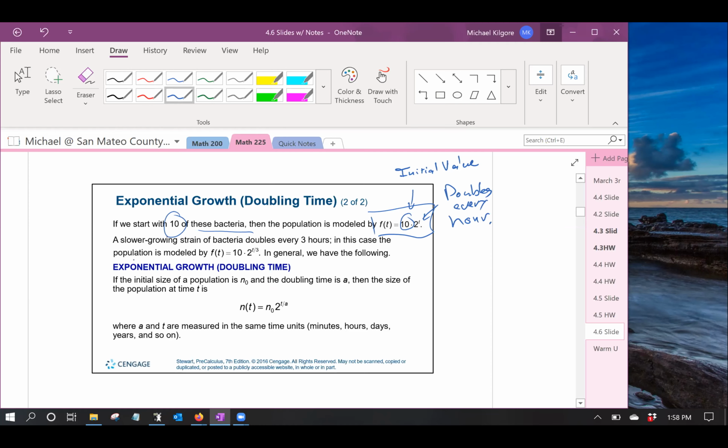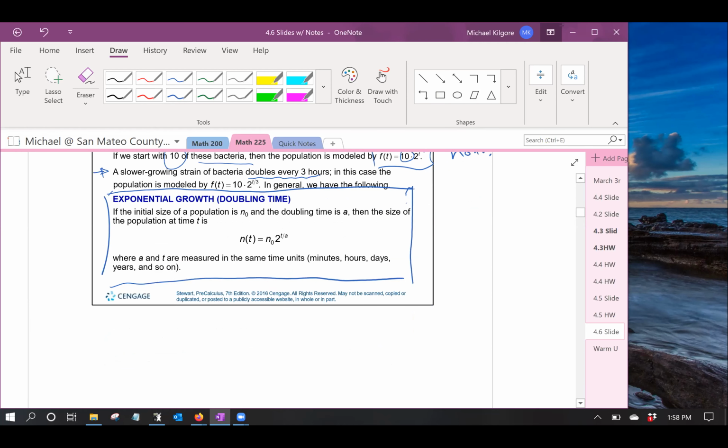So in general, not everything doubles every hour, but we can write things in this doubling time form, which is essentially a new exponential form where we double every a. I'll try to explain why this is doubling every a. For example, a slower growing strain of bacteria doubles every 3 hours. So let's look at that.